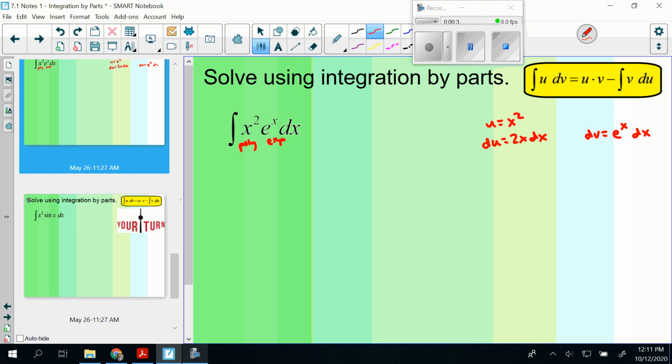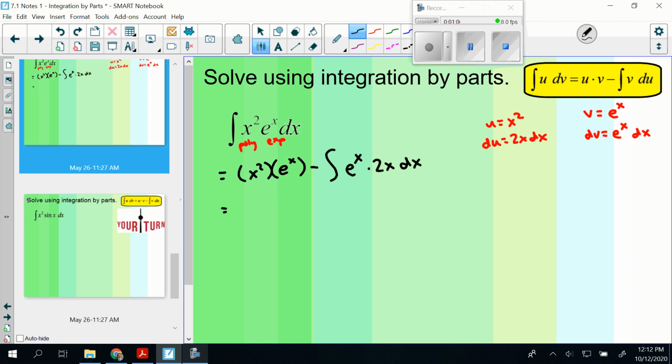And the reason this is better to have on this side is that it's an easy antiderivative to find. That would just be e to the x. So putting it into our integration by parts formula now, we have our selection of u times our v, which was e to the x, minus the integral of that same v times our du, which ends up being 2x dx.